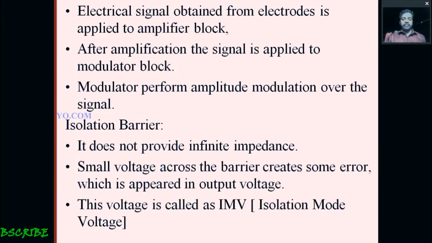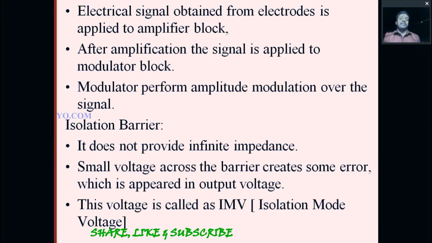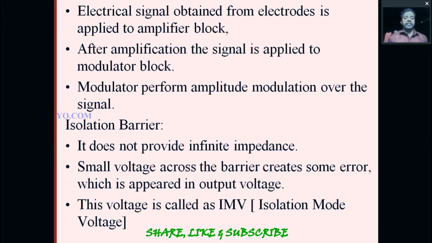The electrical signal obtained from the electrode is applied to the amplifier block. After the amplification, the signal is applied to the modulator block. The modulator performs amplitude modulation over the signal. Actually, the modulator is not considered here, but in practical amplifiers they use it. First, the electrical signal is obtained from the patient using an electrode, which is connected to the amplifier by a lead wire. Then the amplifier amplifies the incoming signal and it is given to the modulator block.